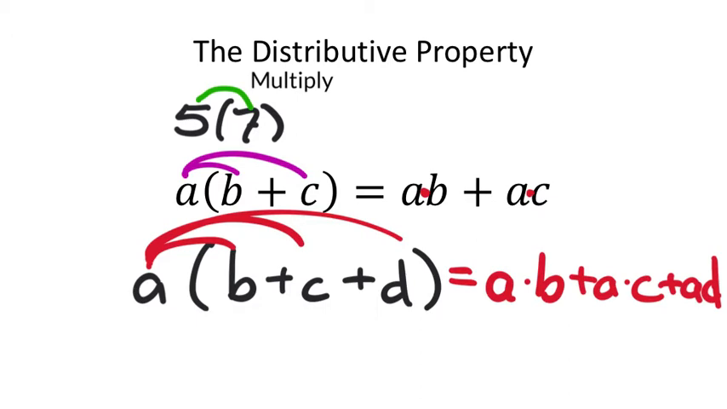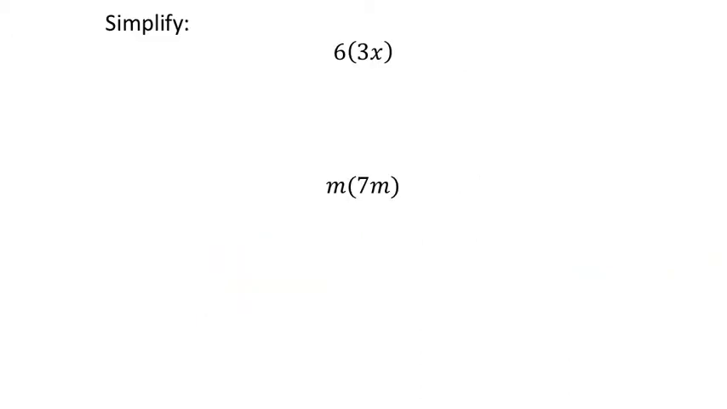Distribution is always multiplication, like these ones, okay? So it is multiply, and I'm going to distribute. That's 6 times 3x. So again, this would be a question of how many x's is that? Well, 6 times 3 would be 18. Another way to say that is 6 groups of 3 x's, and you end up with 18 x's.